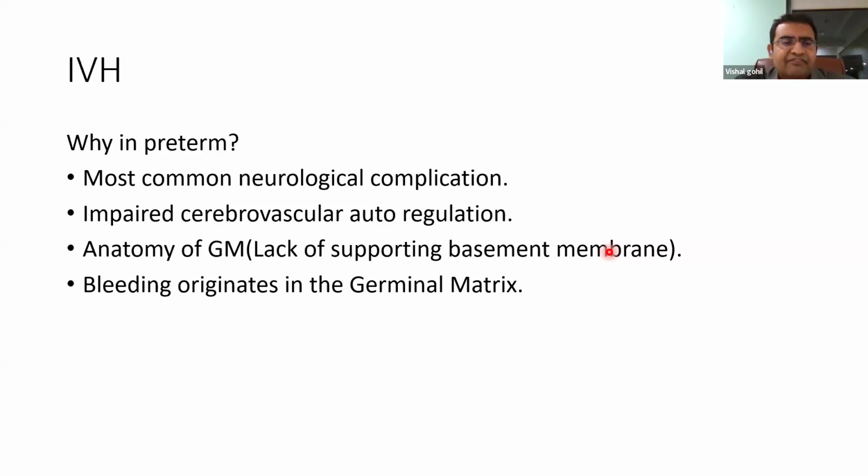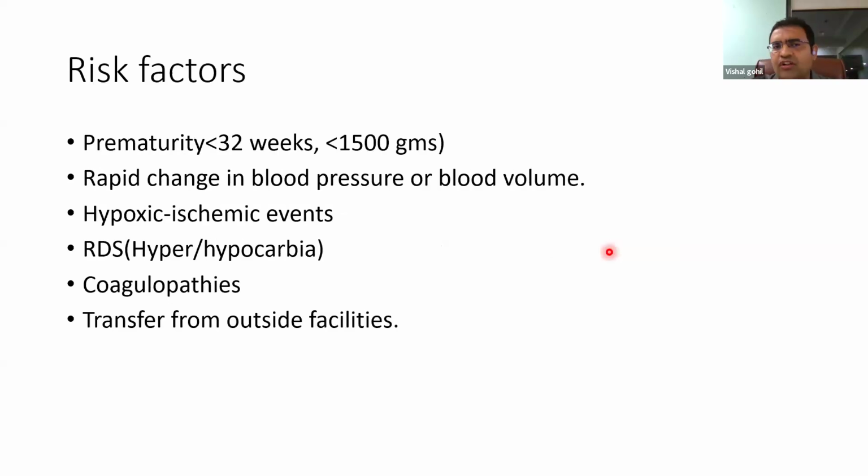Why is it fragile? First of all, because there is a lack of supporting tissue. It cannot tolerate fluctuations in blood pressure and blood flow, so there is more tendency to bleed. There is a long list of risk factors. It is common in babies less than 32 weeks and 1.5 kg.